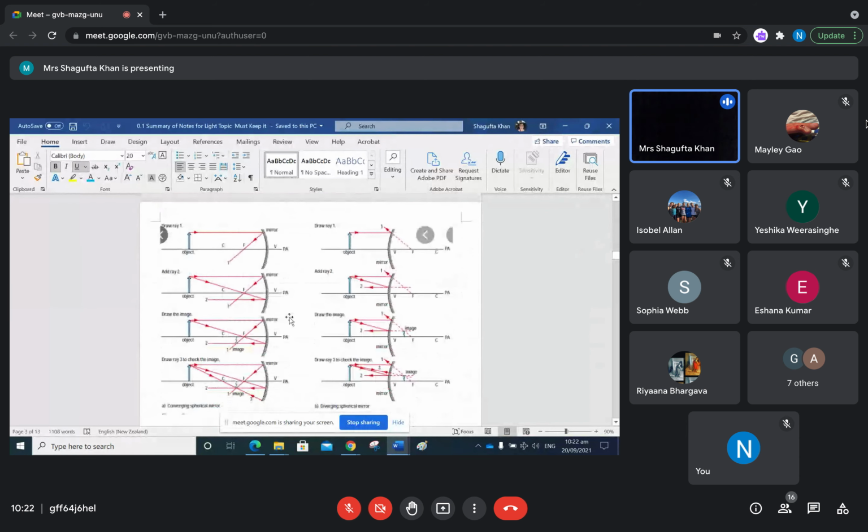Now, this is just a summary of images formed by concave and convex mirror. So for the concave mirror, this one is just giving you the rays, but this is just a brief summary. And if you go back in your own notes, you will find that at different positions, images are formed. There will be different types of image.